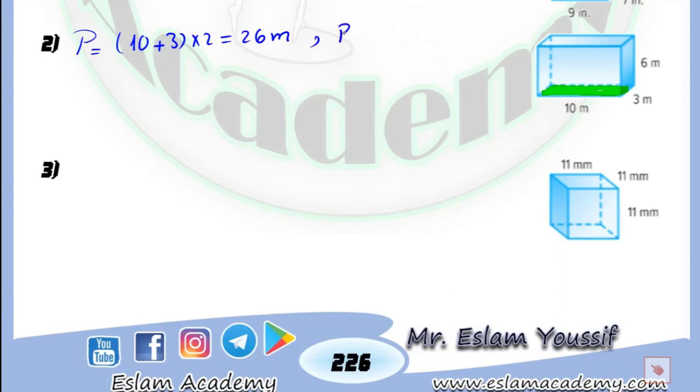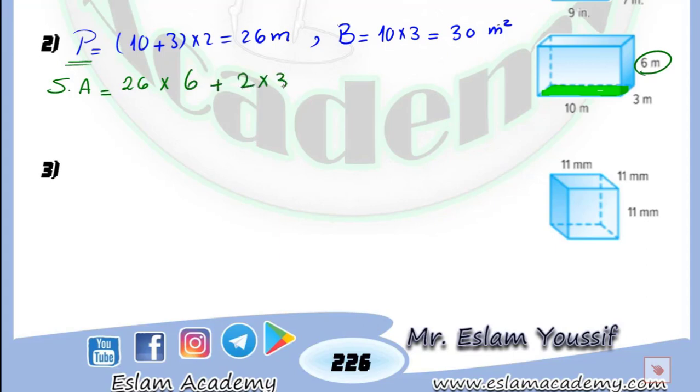Now we need to find the area of the base. The area of the base is equal to length multiplied by width, which is 10 times 3. So the answer now would be equal to 30 squared units. Now we need to find the surface area. It will be equal to the perimeter of the base, which is 26, times the height, which is equal to 6, plus 2 times the area of the base, which is 30.